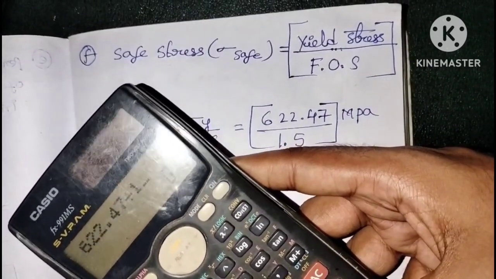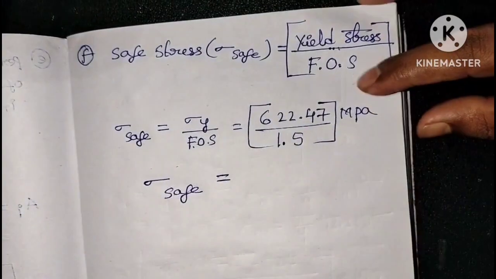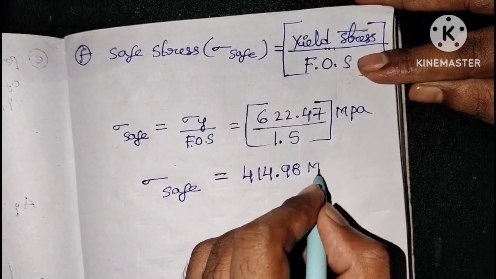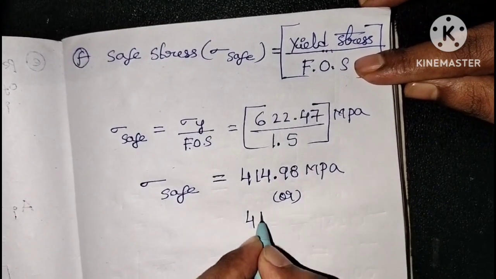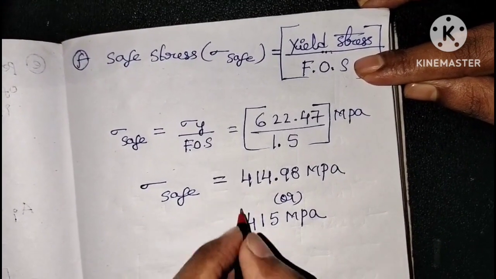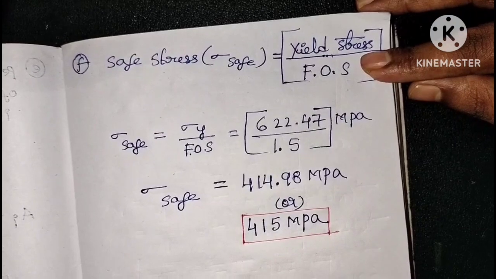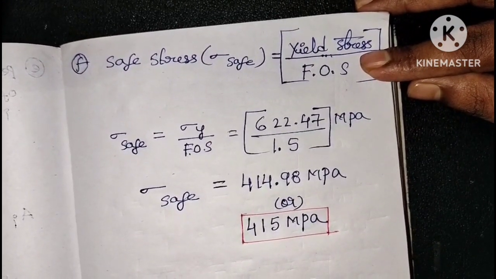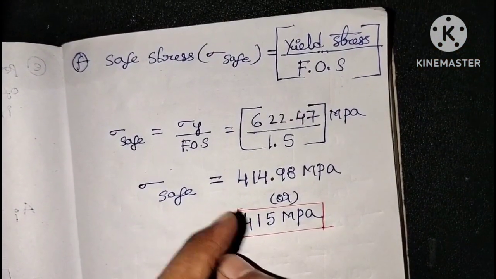Let us calculate: 622.47 divided by 1.5. So my safe stress is 414.98 MPa, or approximately 415 megapascal. 415 megapascal is the safe stress. So this is the procedure to find the different parameters of the tensile test.